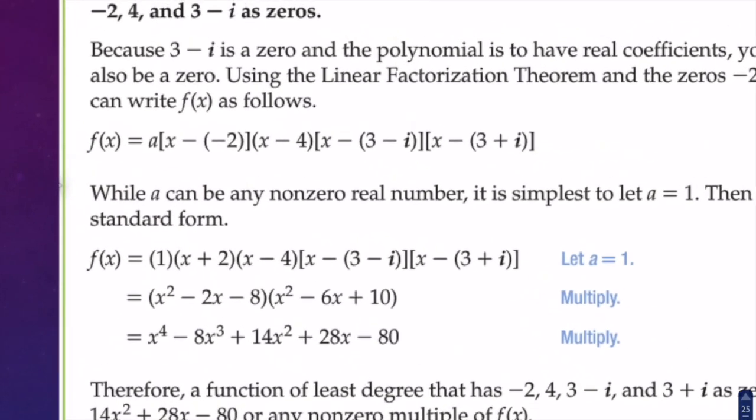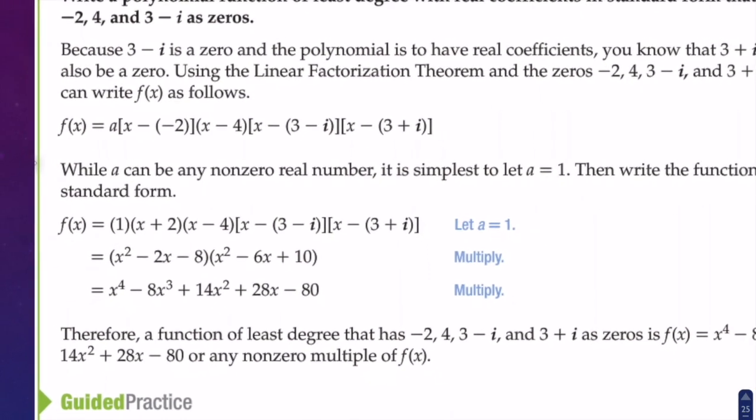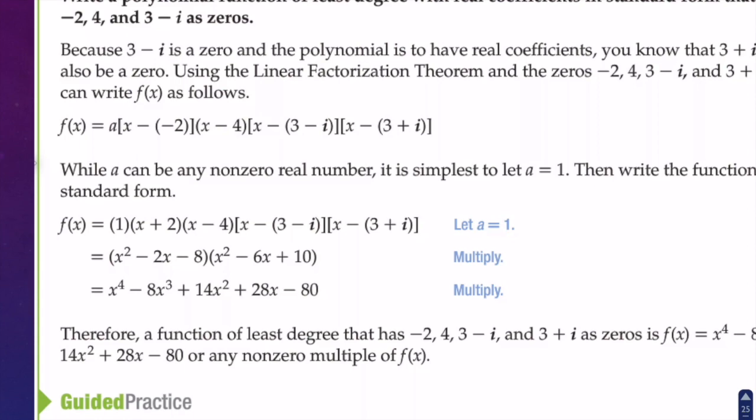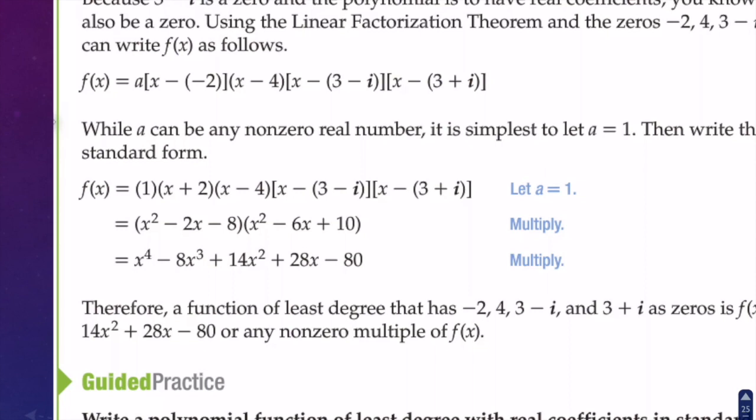Now, follow carefully here. It says f of x is equal to some a times x minus -2, x minus 4, x minus (3 minus i), and x minus (3 plus i). So while a can be any non-zero real number, it's simplest to just let it be 1. And so we write the function in standard form like this. And go ahead and resolve those negative negatives. And so you've got 1 times x plus 2, x minus 4, and then x minus 3 minus i, and x minus 3 plus i.